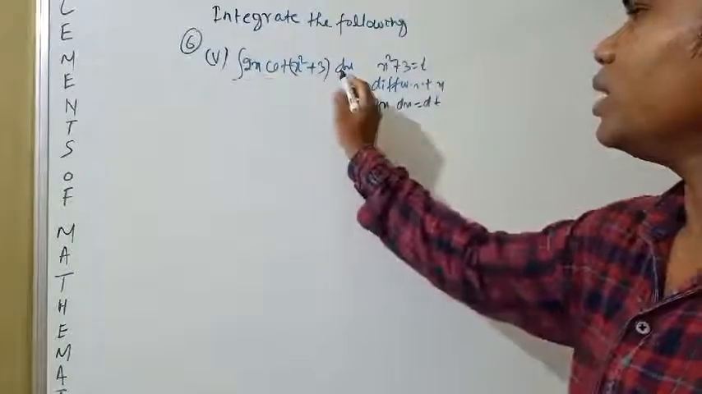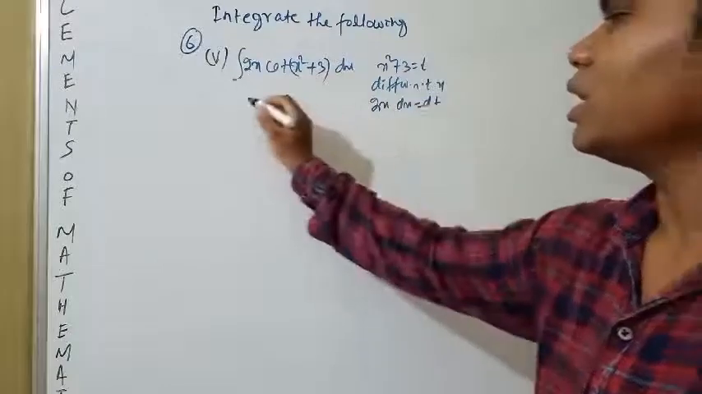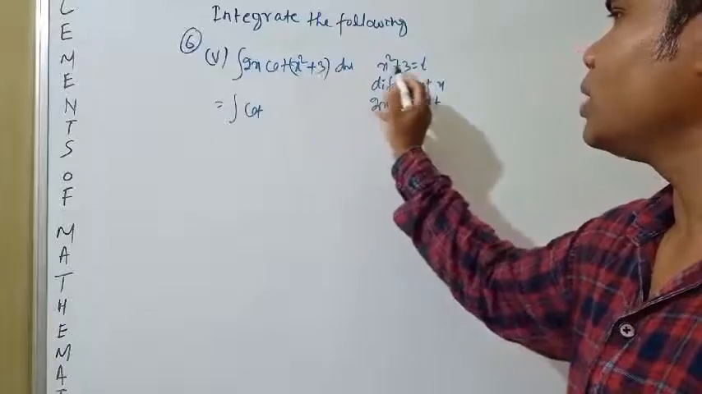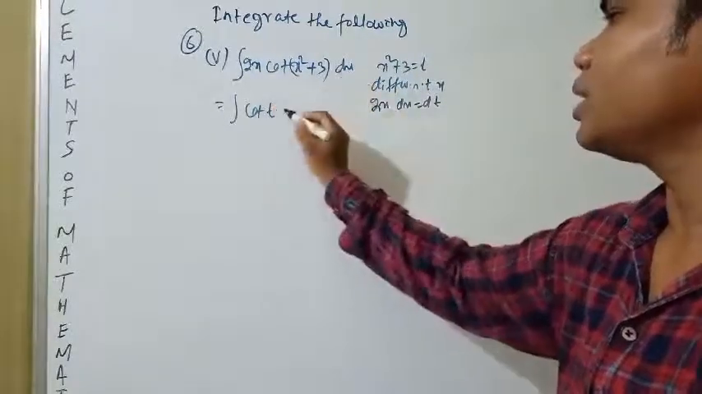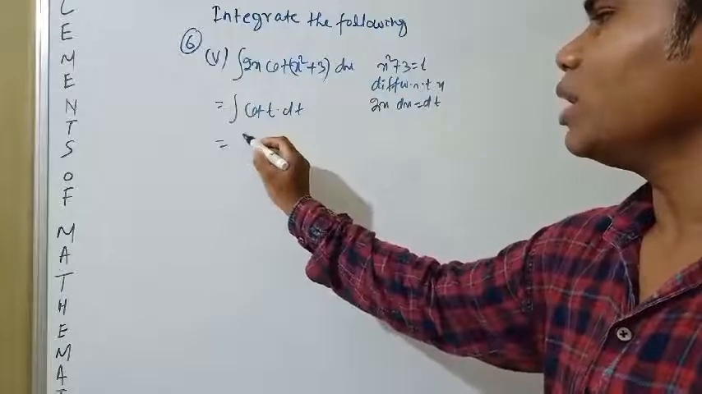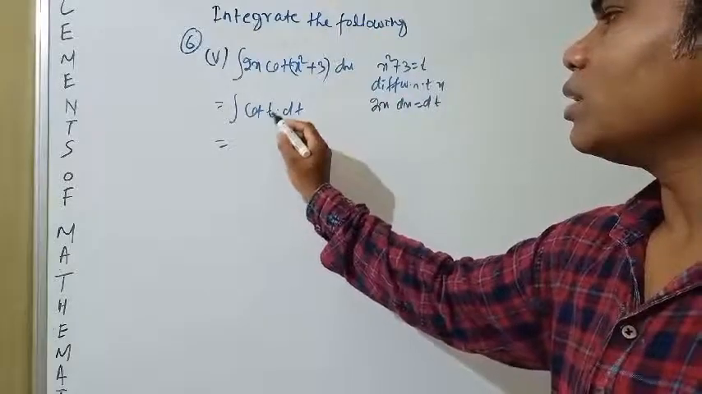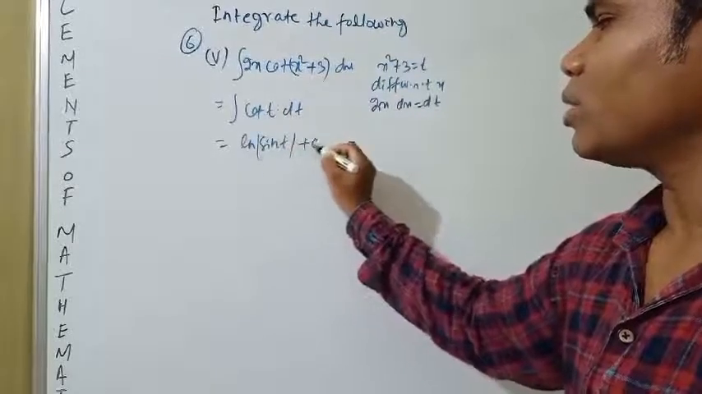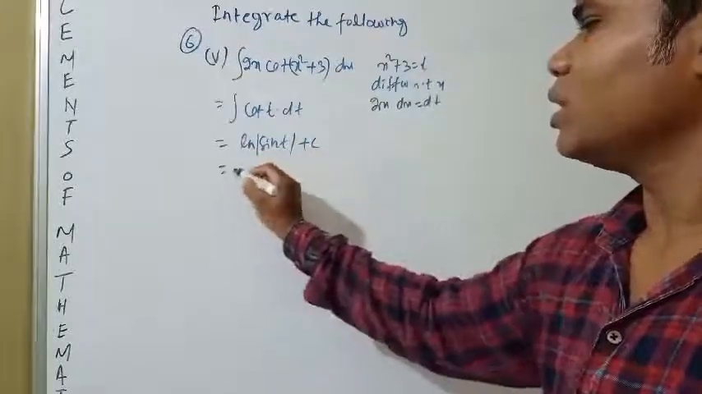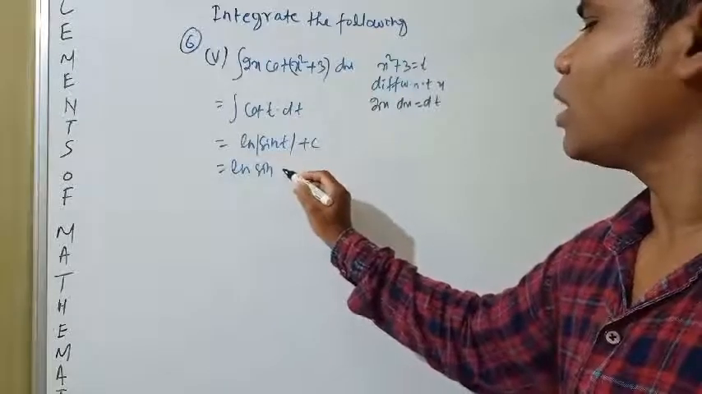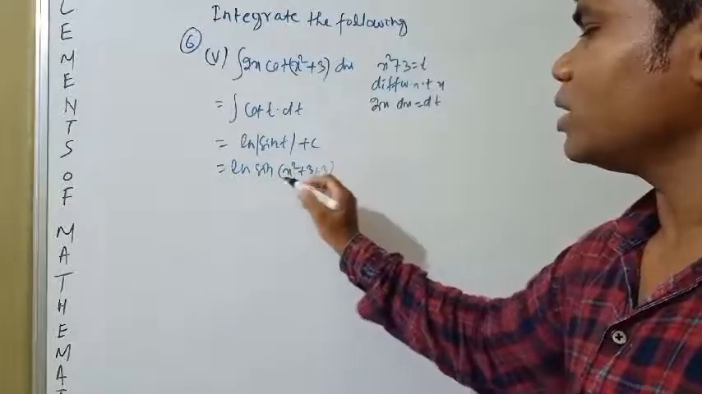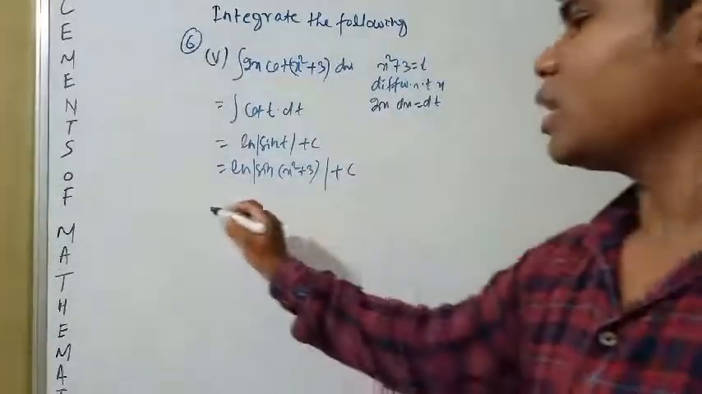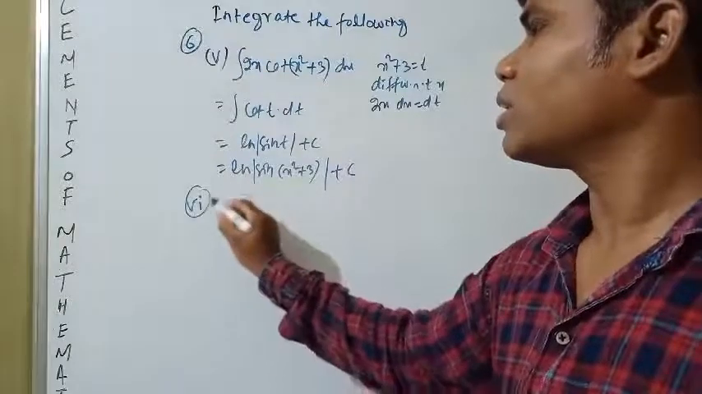Here you see 2x dx all together taken as dt, so is equal to integration of cot x square plus 3 is equal to t, cot t, 2x dx is equal to dt, is equal to integration of cot t, that is ln sin t plus c, okay, is equal to ln sin t, where t is equal to how much? X square plus 3 plus c, okay. You see the next question, number 6.